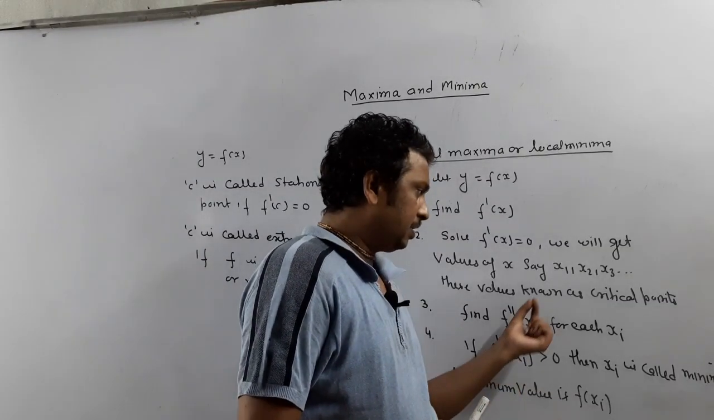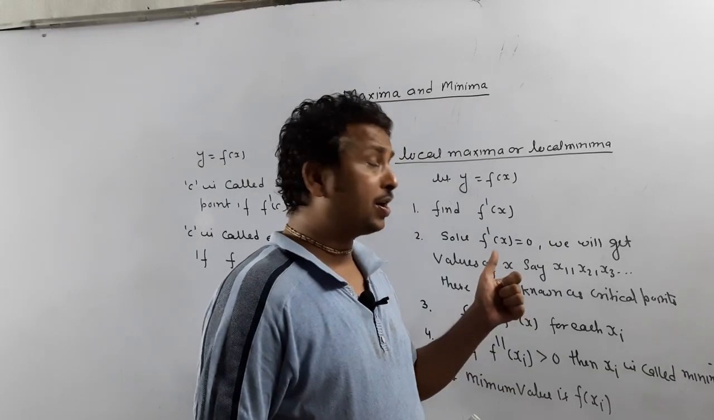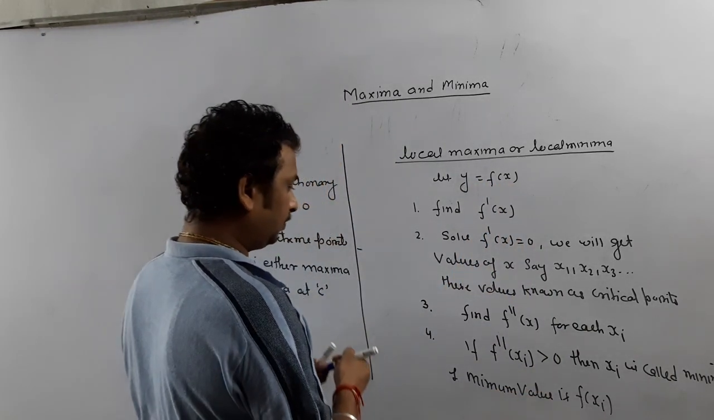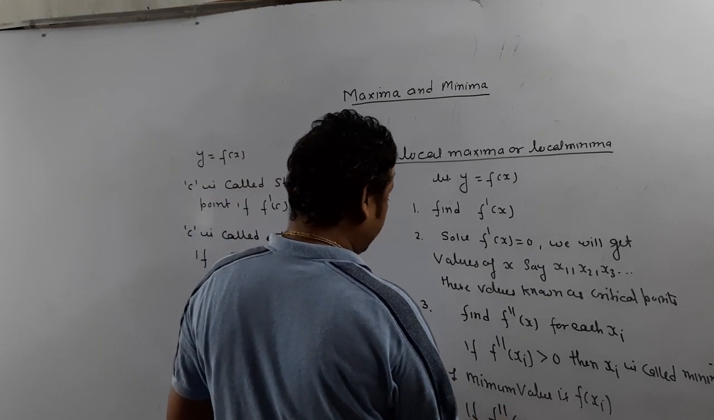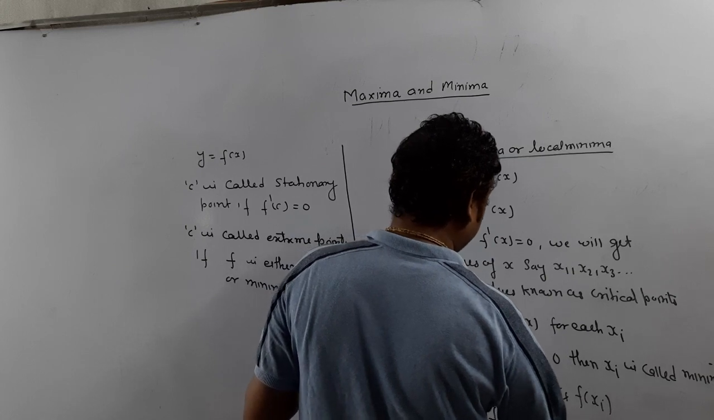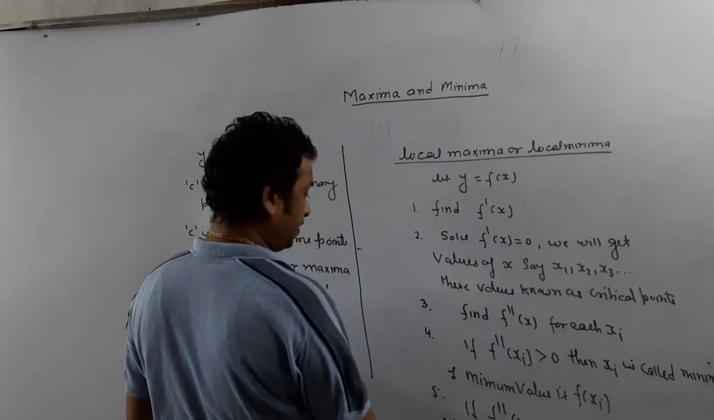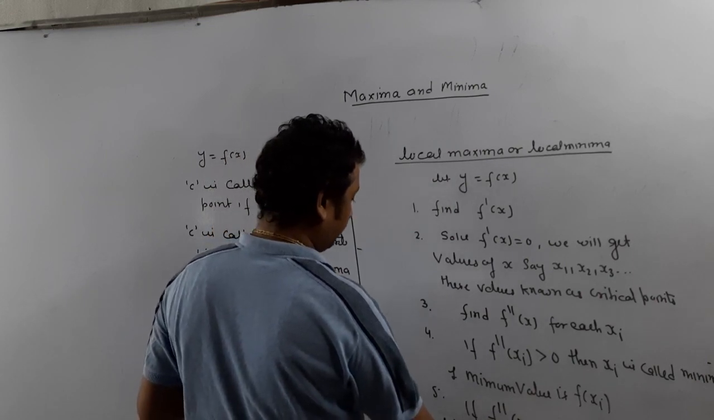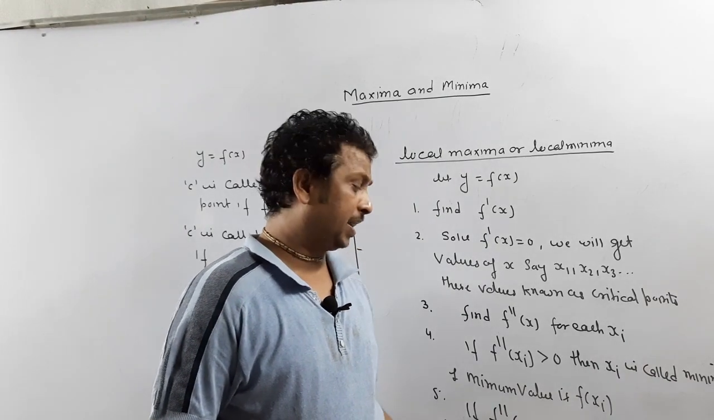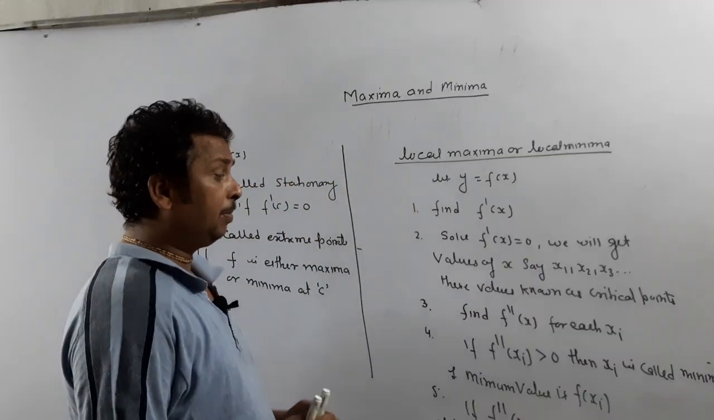If f'' at some point becomes positive, it means that point is known as a minima point. And how do we obtain the minimum value of the function? Just put that xi value in f(x). If f''(xi) is less than 0, then xi is called a maxima point, and the maximum value is f(xi). If it is negative, then xi is called a maximum point, and how do we get the maximum value? Just put xi in the given f(x). So this is it. What happens if f''(xi) becomes 0?